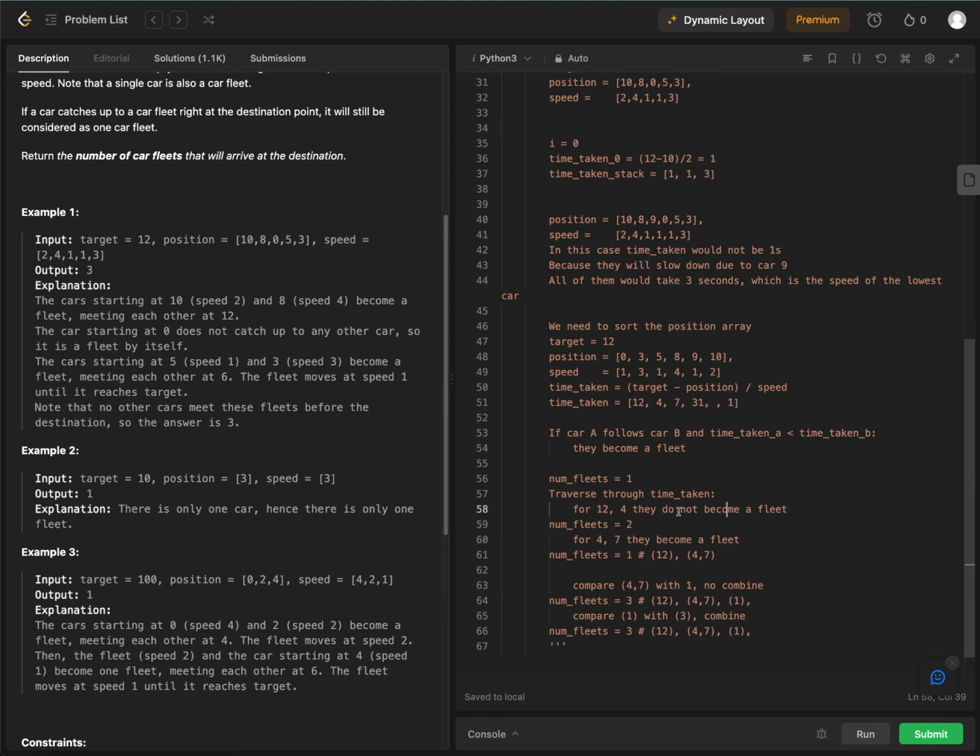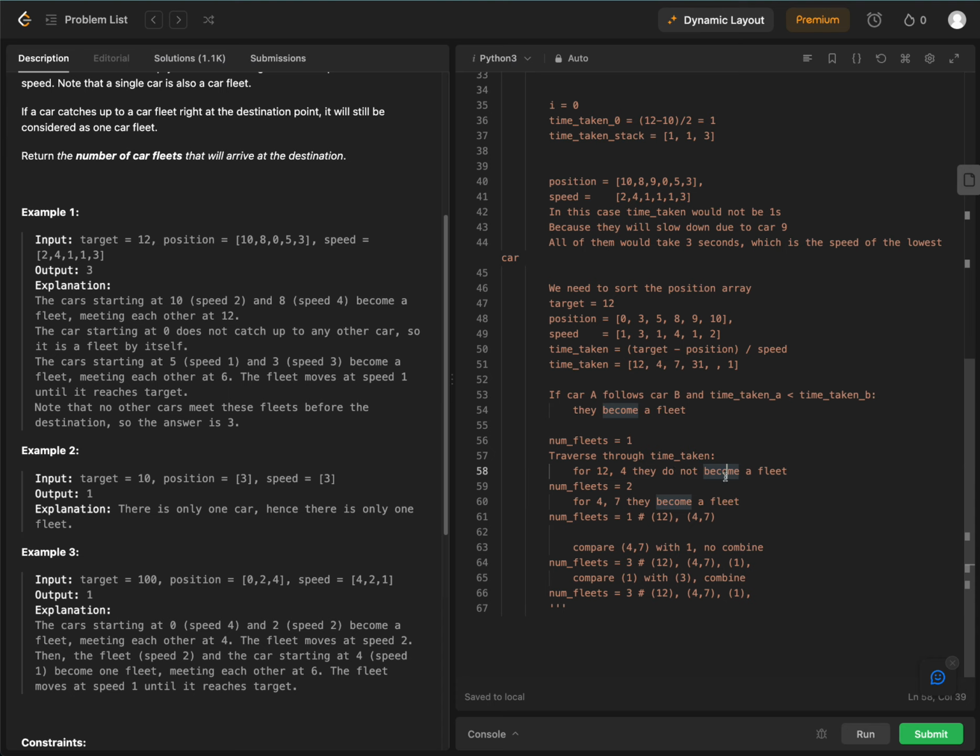Hold on. For 12 and 4, they do not become a fleet. Number of fleets plus 1, right? 4 and 7, they become a fleet, so this is still 2. We do not decrease the number of fleets, we just ignore it. 4, 7 with 1, they do not combine, so we increment the number of fleets by 1, right? Then now we compare 1 with 3, it becomes 3. Nothing changes, right?